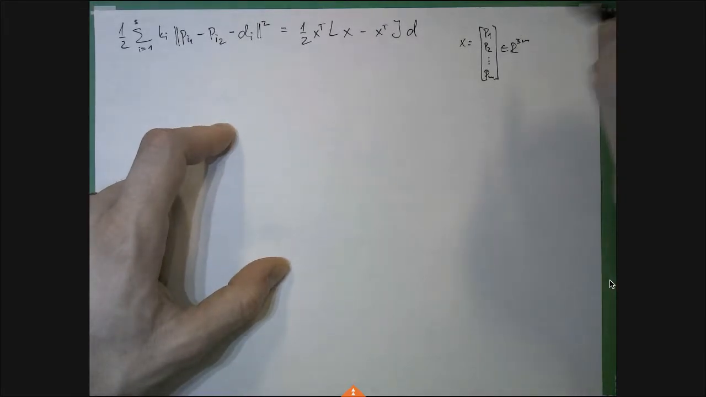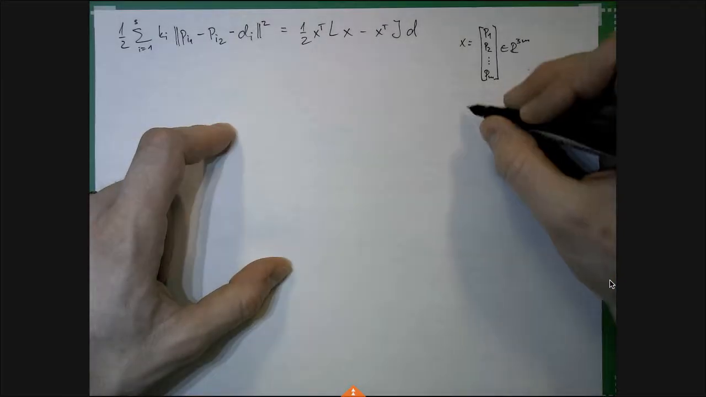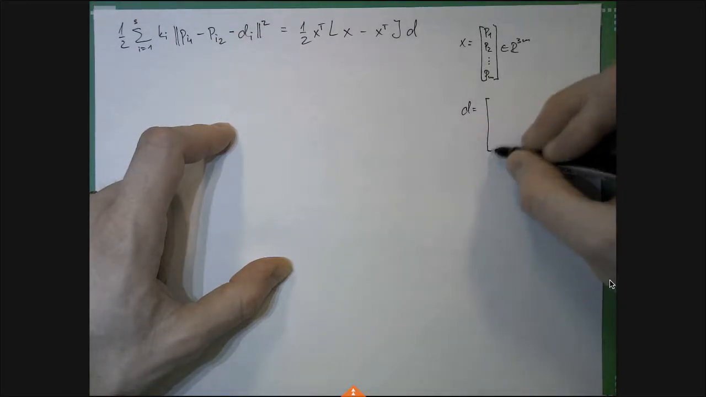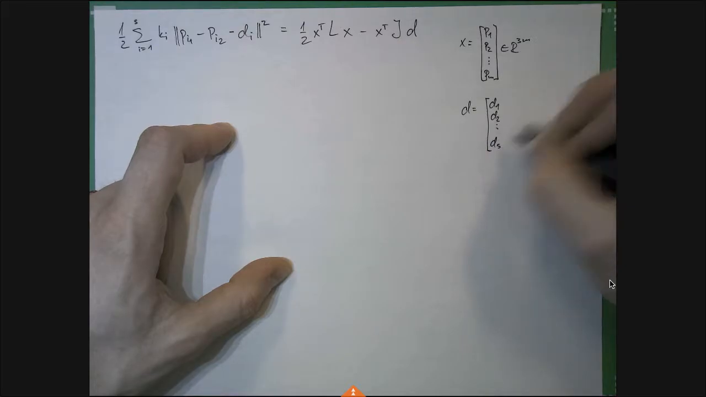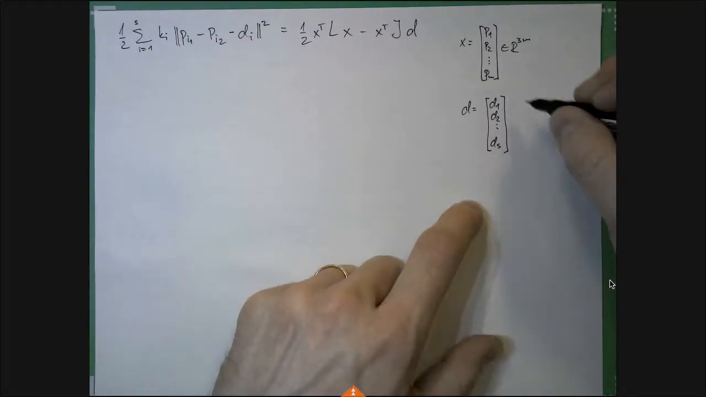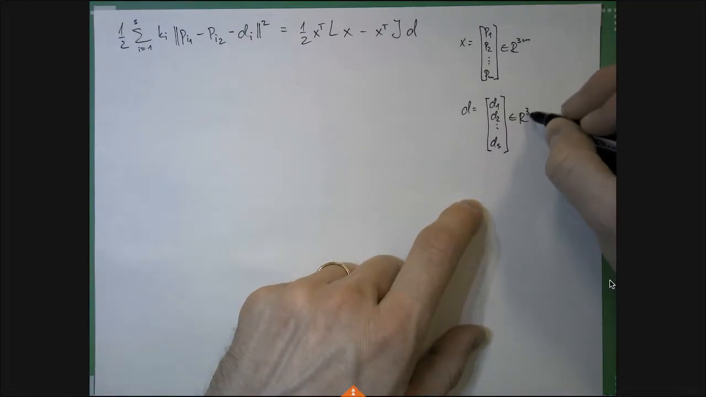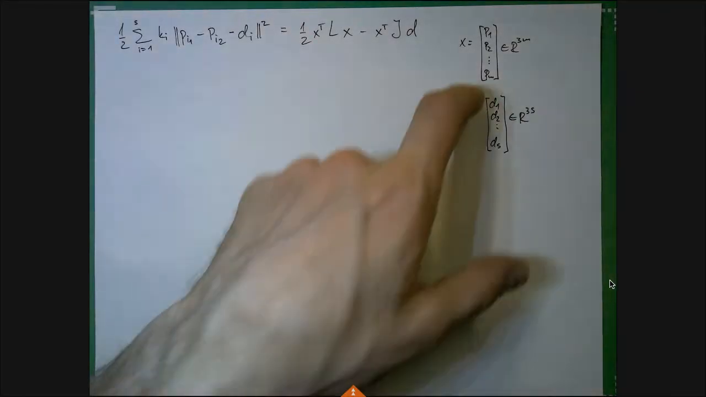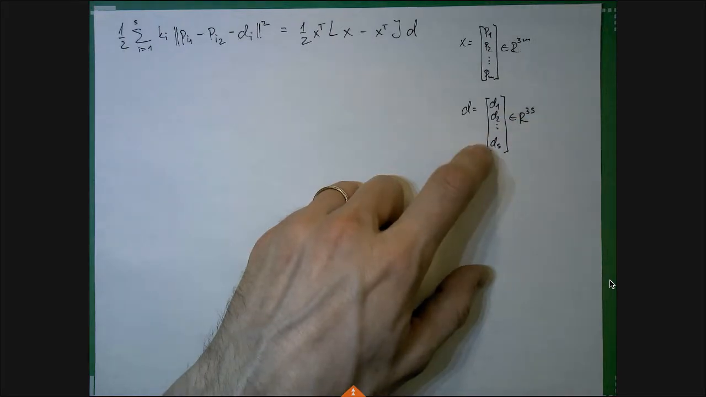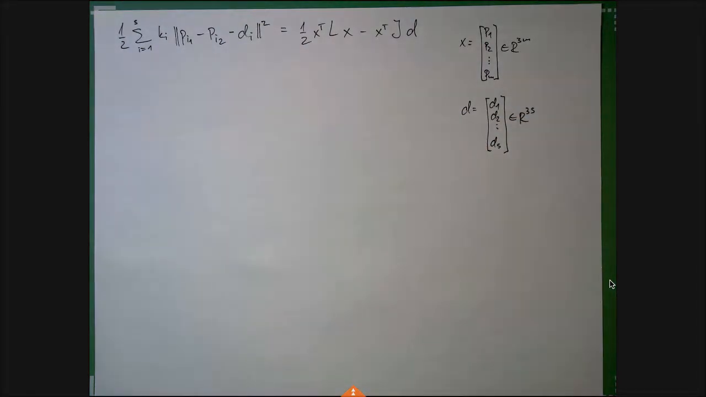m is the number of the particles we have. And d is a vector d1 up to ds. That's the interesting part. s is the number of the springs. And this vector is the direction vector of the directions of all the springs, all the projected directions.